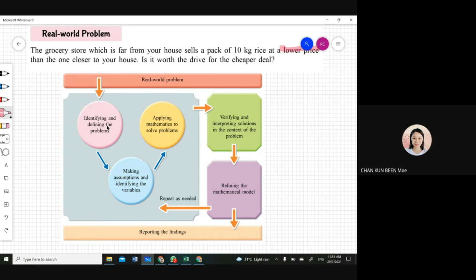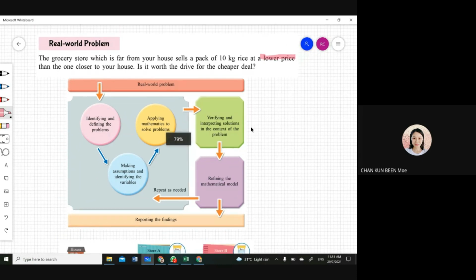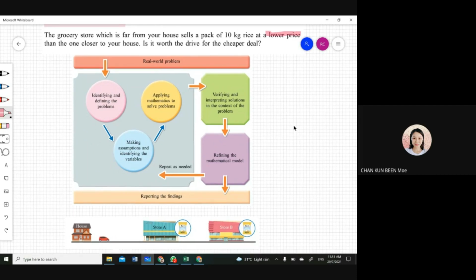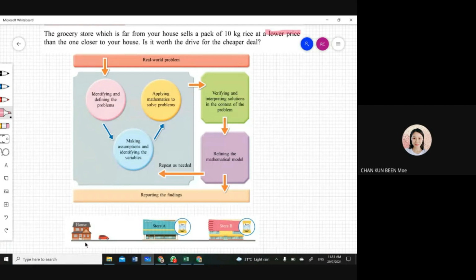So you need to define and identify the problem over here. To buy a 10 kilogram of rice, which one are you going to buy? Are you going to buy from the shop that is further from your house or the one closer to your house? So this is the figure, the diagram that's showing your house. And then this is store A, the one that is closer to your house, but it's more expensive. Store B, further, but it is cheaper.